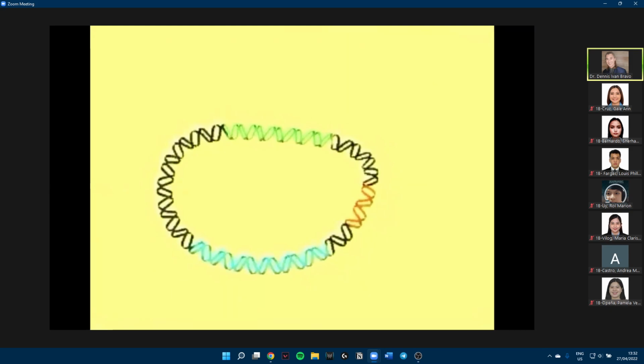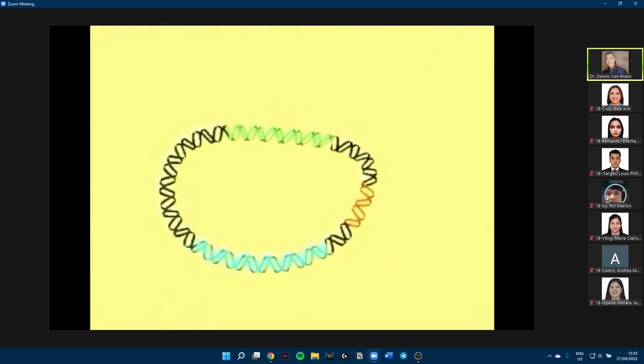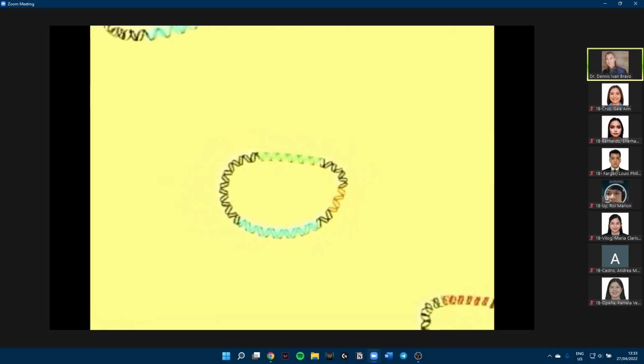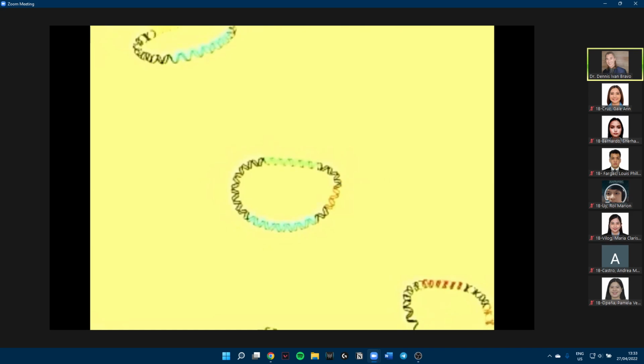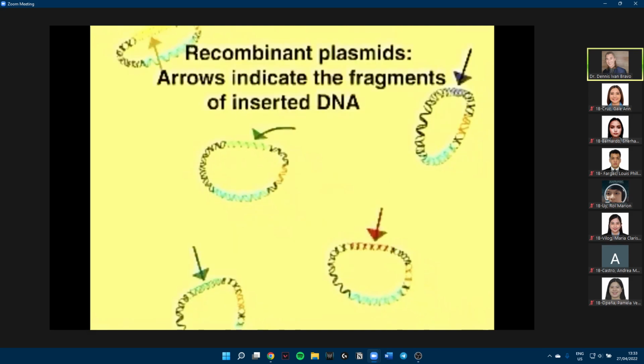Now we need to propagate this recombinant DNA. This is where the microorganism will come in. The usual microorganism for this is E. coli. E. coli was previously treated to render the cell membrane permeable.